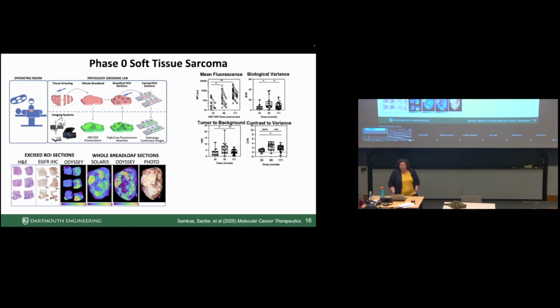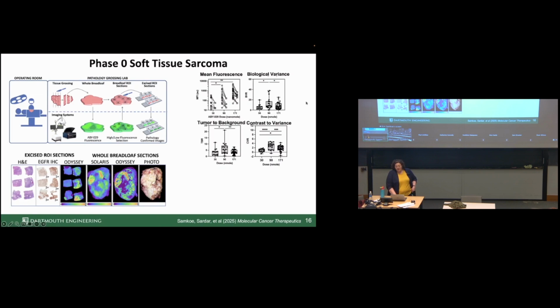And so we can look at a number of parameters. We can look at just fluorescence intensity. And what we found is we injected 3 doses. Fluorescence intensity increases in the tumor with each dose, but it also increased in the background. So we weren't getting a bigger separation with more dose, but it was becoming more detectable.